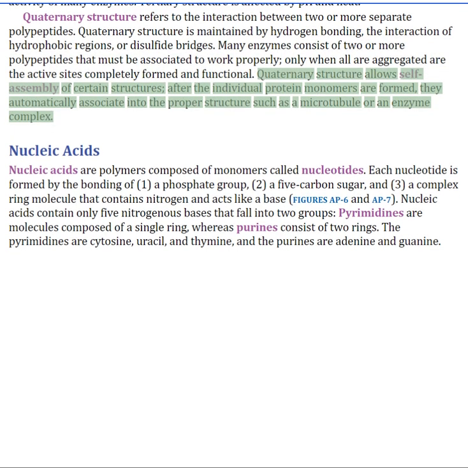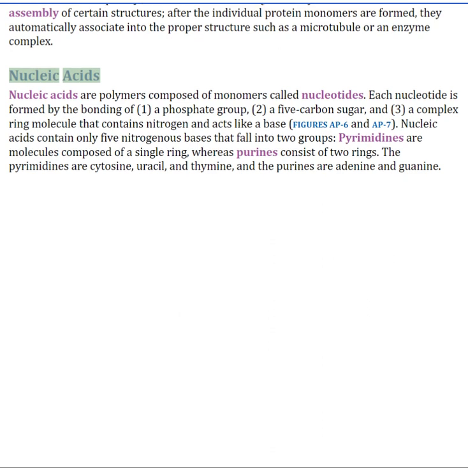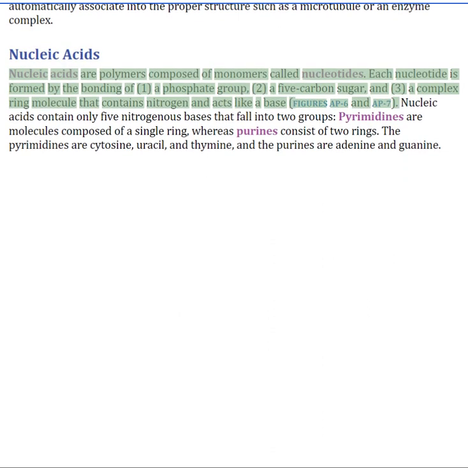Quaternary structure allows self-assembly of certain structures. After the individual protein monomers are formed, they automatically associate into the proper structure such as a microtubule or an enzyme complex. Nucleic acids. Nucleic acids are polymers composed of monomers called nucleotides.